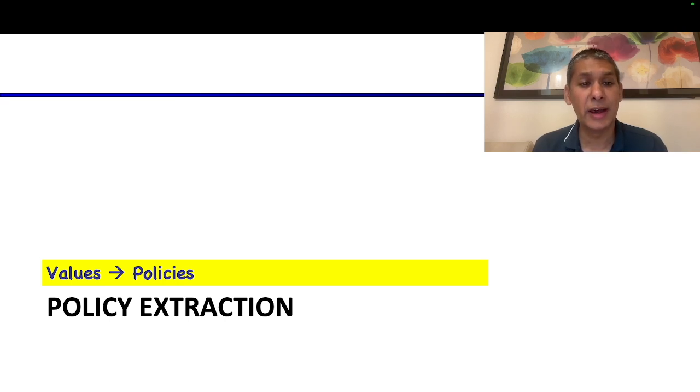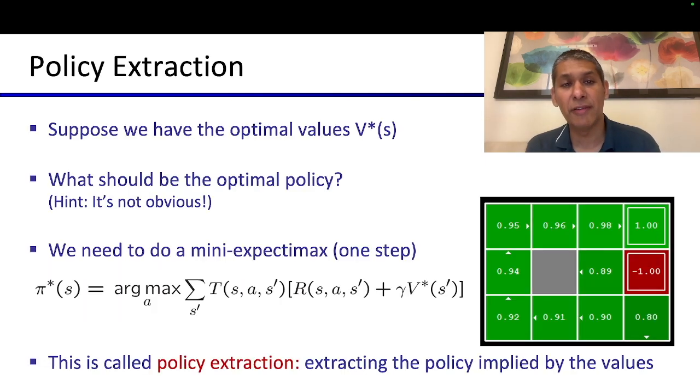But now let's dive into the second part of the policy method, which is called policy extraction. So in this case, we're given the V star values. How should we compute the optimal policy?